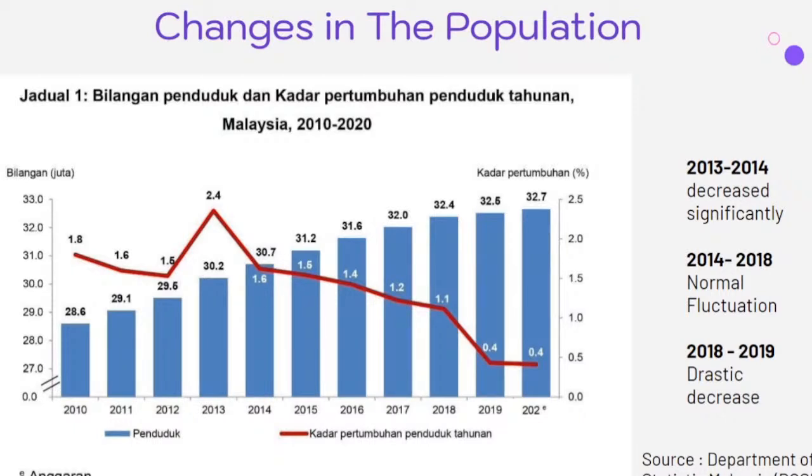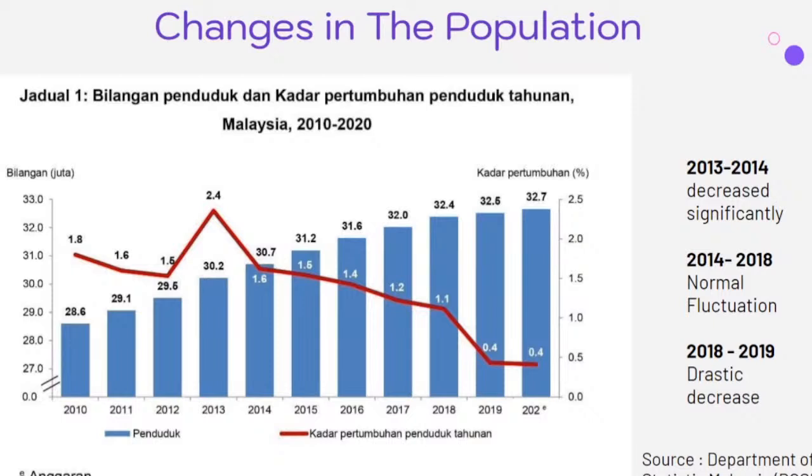In 2014 to 2018, the population growth rate declined, but it seemed to be normal in the population change. Next, in 2018 to 2019, there was a drastic decrease in the population growth rate from 1.1% to 0.4%.